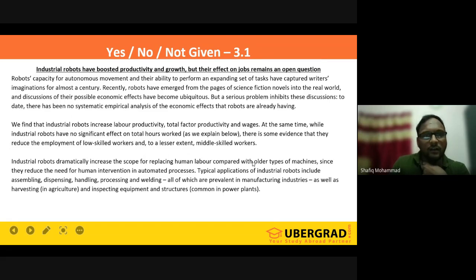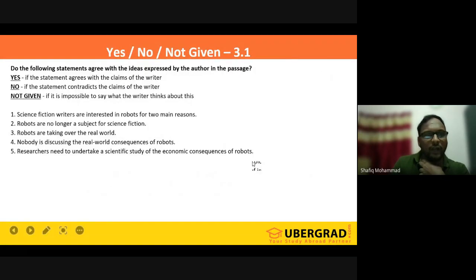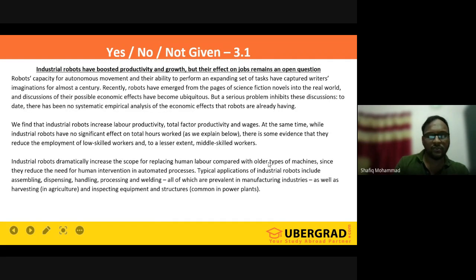Okay. Fifth one. Researchers need to undertake a scientific study of the economic consequences of robots. So researchers need to undertake a scientific study of the economic consequences of robots. Do they really need to undertake the scientific study? So let's see.